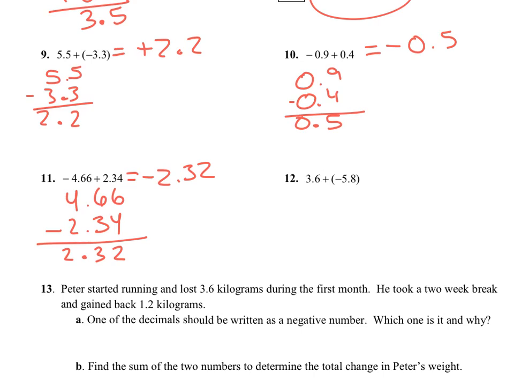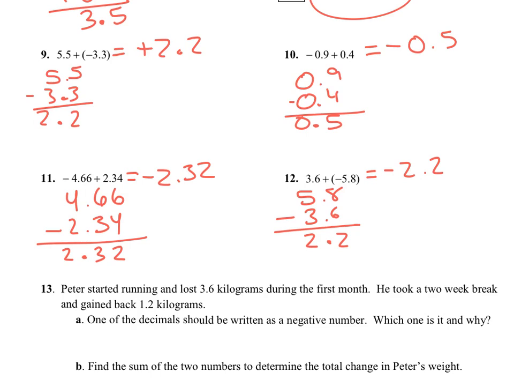Number 12. You've got 3.6 plus negative 5.8. So what is my answer? Is it going to be positive or negative? Well, what number is bigger? The negative number is bigger, so my answer has to be negative. The signs are different, so what am I going to do with my numbers, add them or subtract them? Since the signs are different, I'm going to subtract them. So let's take the larger number, 5.8, and subtract the smaller number, 3.6. What's 8 minus 6? That's 2. Bring down the decimal, and what's 5 minus 3? That's 2. So my final answer is negative 2.2.